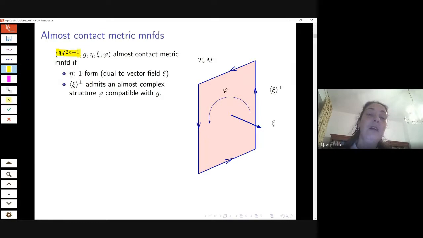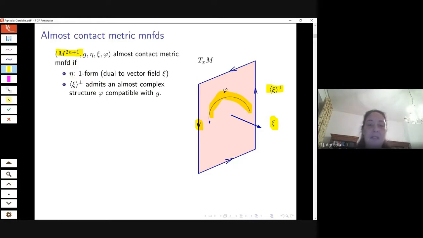Just in a nutshell, these are odd-dimensional manifolds, and you have a preferred direction xi, the Reeb vector field, the Riemannian metric, and dual to xi is a one-form eta. And in the orthogonal complement of the line spanned by xi, you have an almost complex structure phi, right? And this is indicated by this rotation, just as a normal almost complex structure would do.